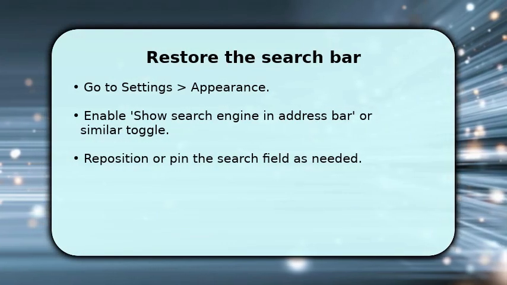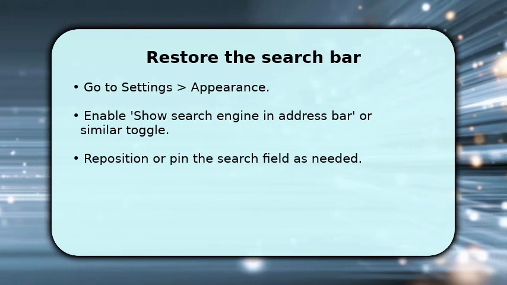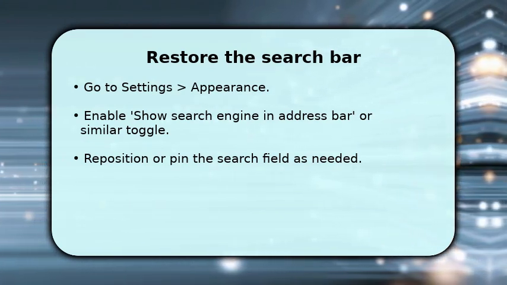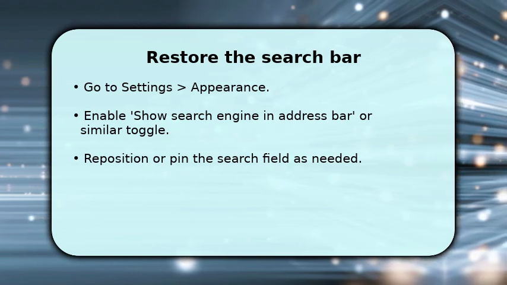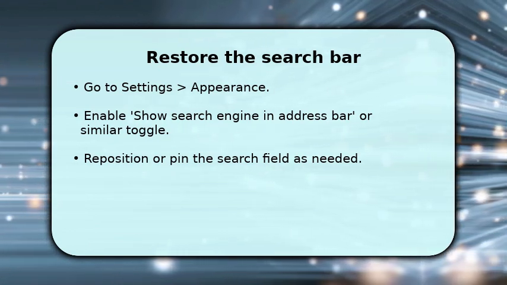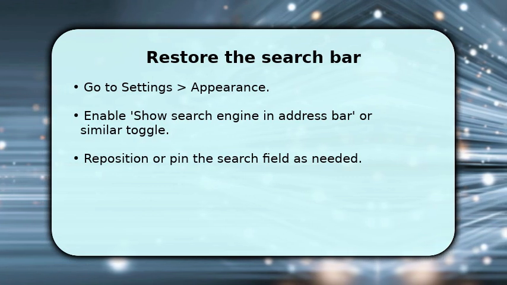You now navigate Settings, choose Appearance, and locate the Search/Address bar toggle. Enable it to restore the search field. If Chrome shows use the address bar for search, switch the related setting to visible. Once enabled, return to the toolbar and drag to reposition or right-click to pin the bar so it stays fixed.